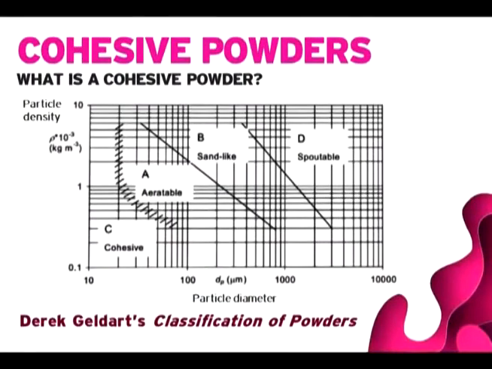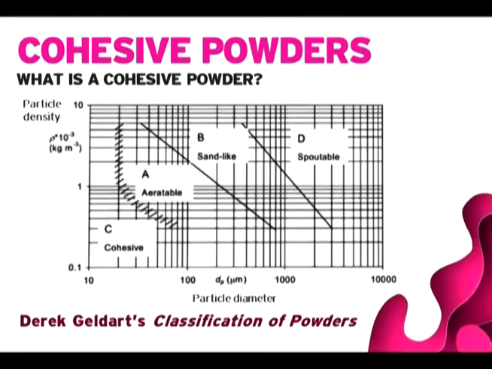Derek Geldart provided a convenient criteria for predicting the fluidization behavior based on the Sauter mean particle size and the particle density. Basically, the classical Geldart's diagram summarizes empirical observations on beds fluidized by dry air at ambient conditions in terms of particle size versus the relative density difference between the solid particles and the gas. The chart is the result of these experiments.